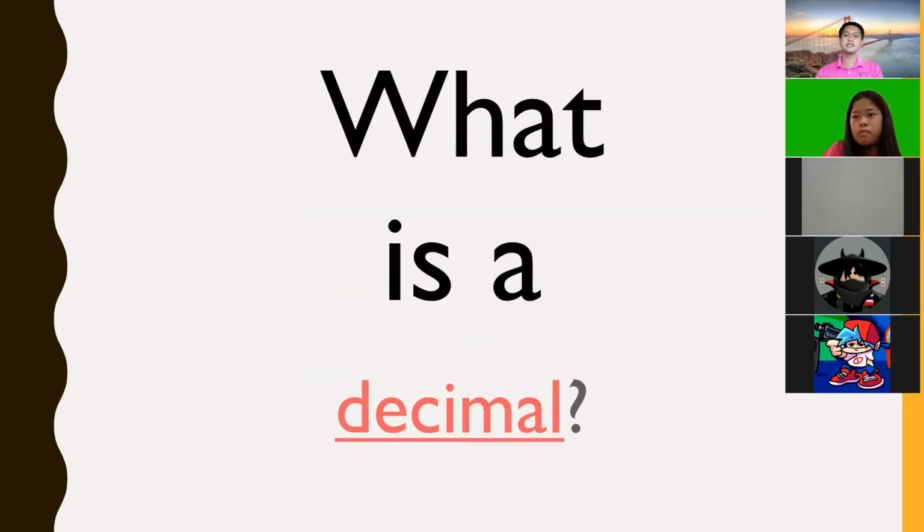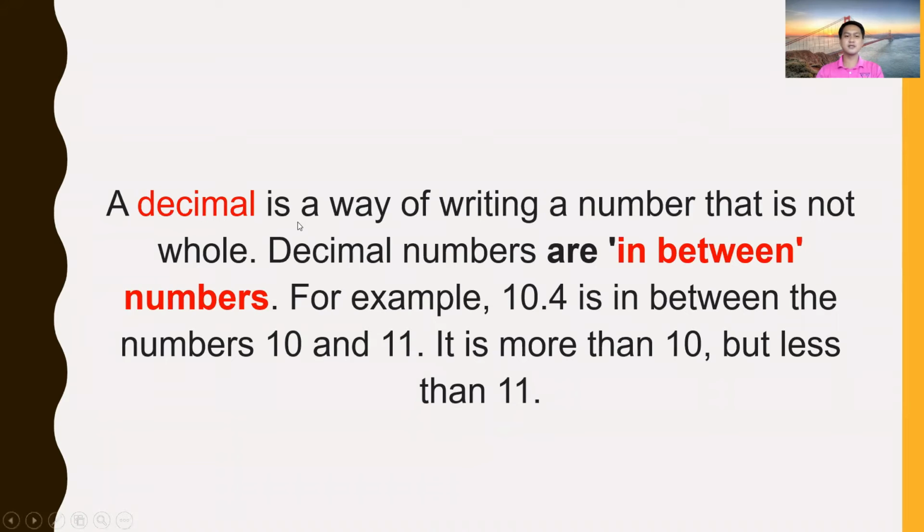So what is a decimal? A decimal is a way of writing a number that is not whole. Decimal numbers are in between numbers. For example, 10.4 is in between the numbers 10 and 11. It is more than 10, but less than 11.